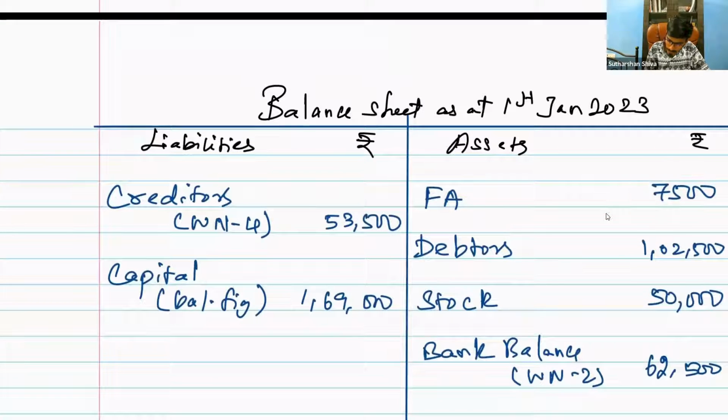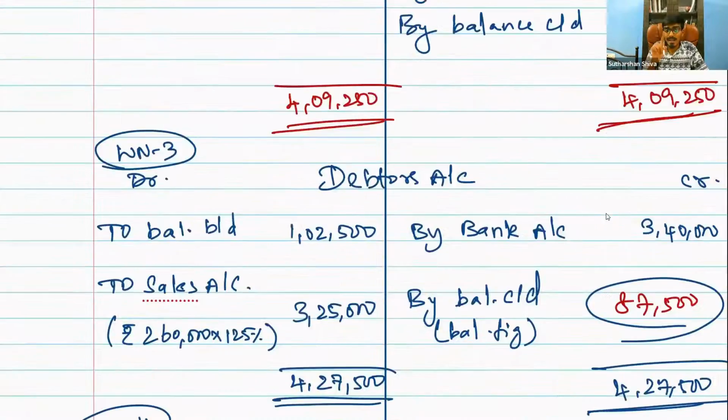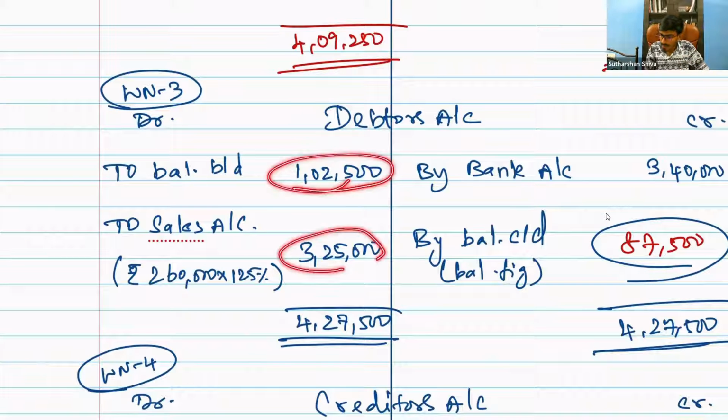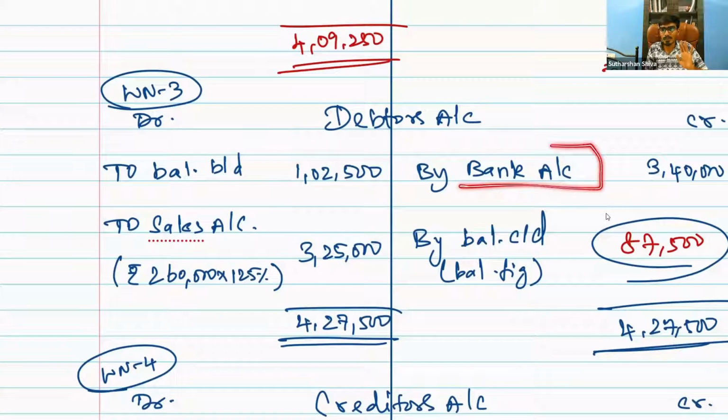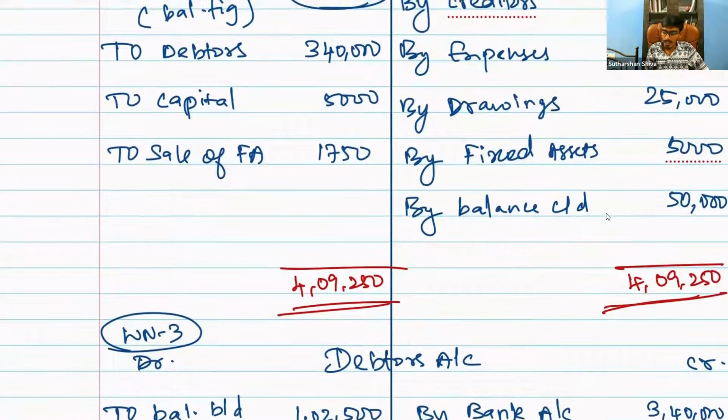Okay. Then come to working note number 3. That is debtors. Why is it necessary to prepare debtors? To find out the closing balance. That closing balance will go to the closing balance sheet on the asset side. Opening value they have given. Sales, I will take it from the trading account. Bank, that is the cash received from customers. I will put it as 3,40,000. The difference is 87,500. That will go to the balance sheet on the asset side.